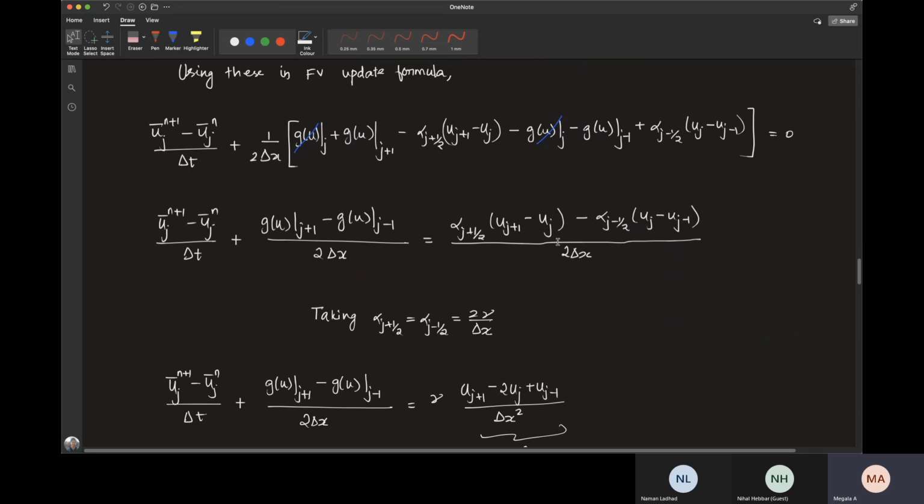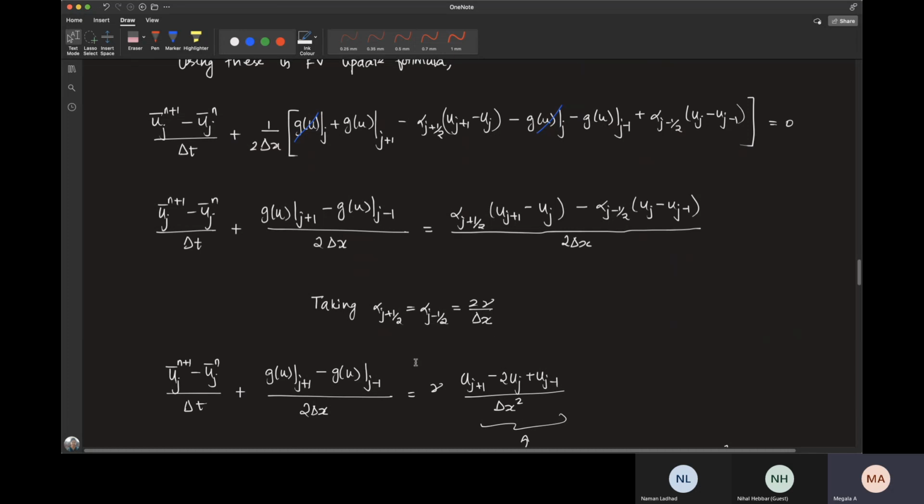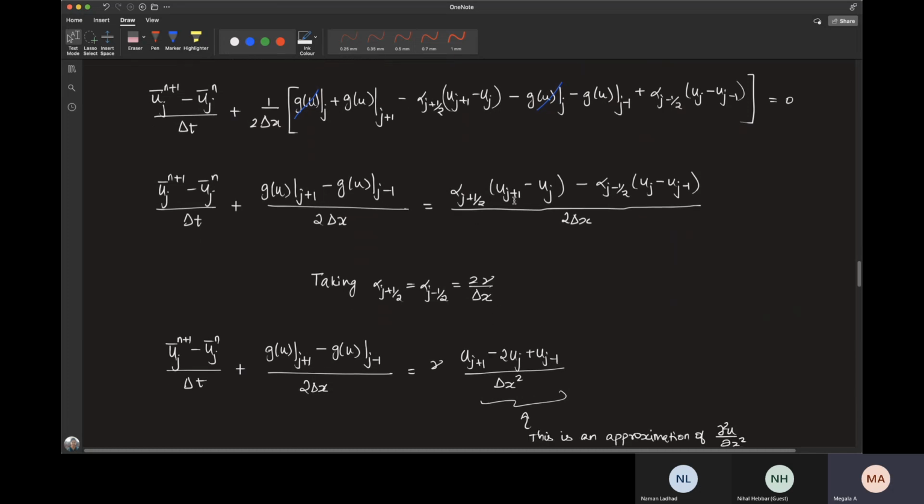So let us just define alpha as something. Alpha j plus half equals alpha j minus half. That is, let's take alpha to be some quantity that is the same throughout the domain, and that is equal to 2 nu by delta x. Nu is some coefficient of viscosity. Here it's artificial viscosity and not physical viscosity. So it's in our hand as to how much viscosity to take. So let us define alpha in this way and substitute it over here.